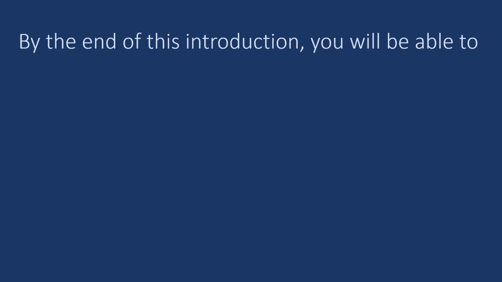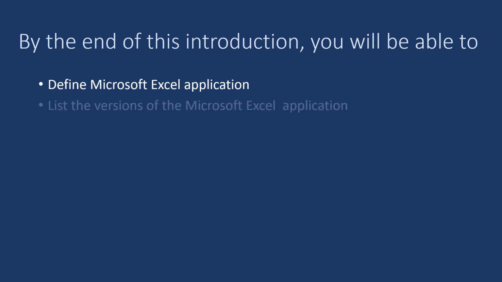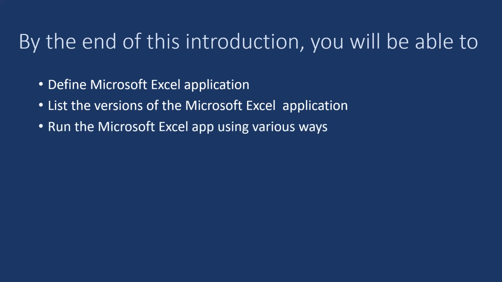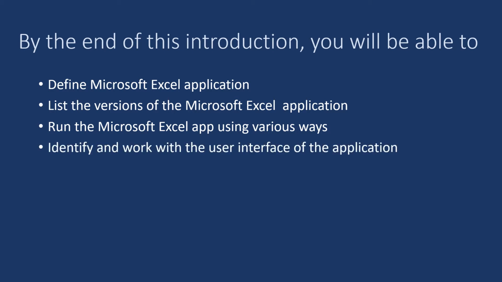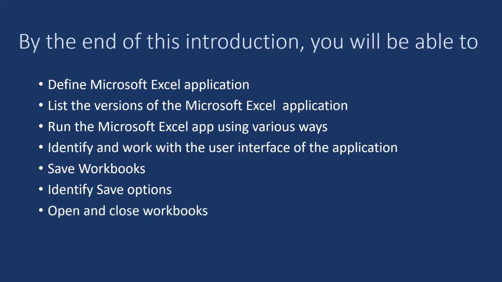By the end of this introduction video, you will be able to do the following: define the Microsoft Excel application, list the different versions of this powerful application, then practically how to run this application using different ways. You identify and get familiar with the user interface of the application. Then you will be able to save workbooks, identify different save options, open and close workbooks, and lastly, exit the application once you finish.